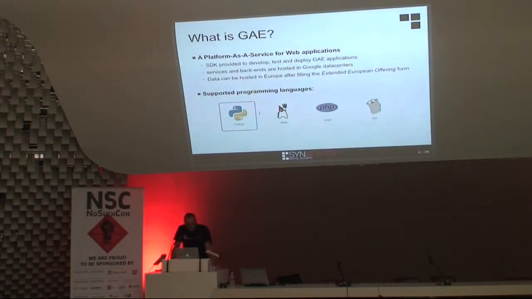So let's get a big picture of Google App Engine. It's a platform as a service provided by Google. They give you a software development kit that you can use to develop, test, and deploy applications on the live environment, which is the Google platform, Google data centers. You can have your data hosted in Europe if you want, so you don't have to give all of your data to the US.